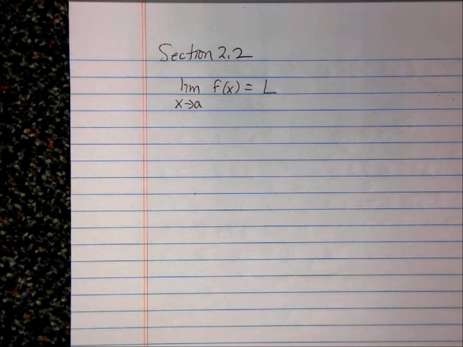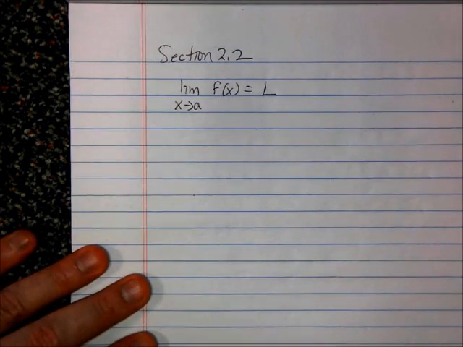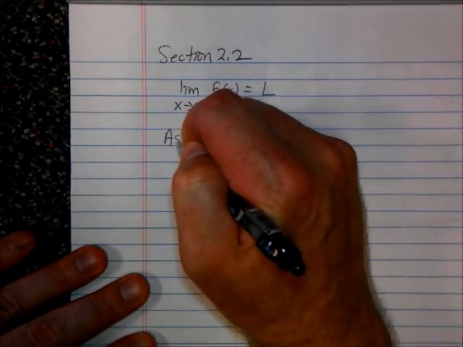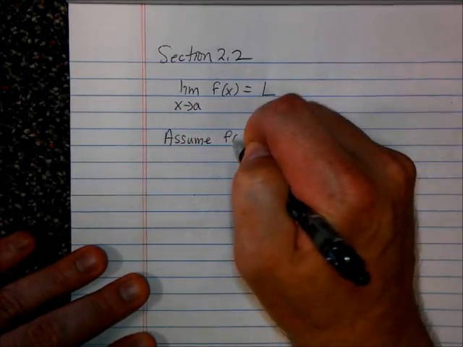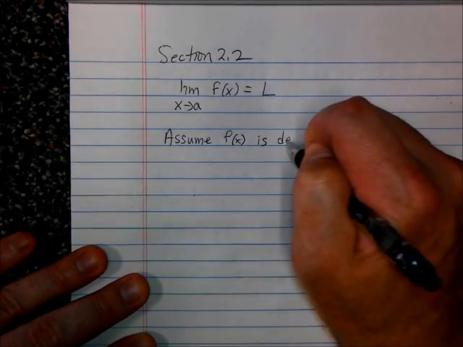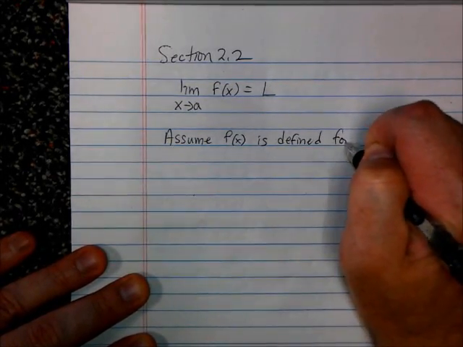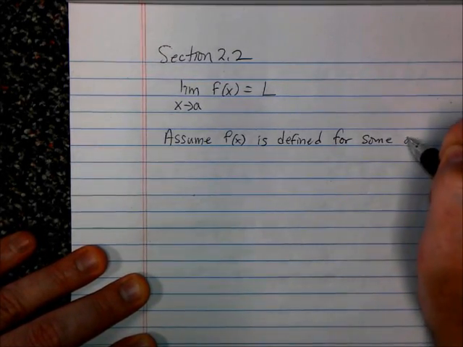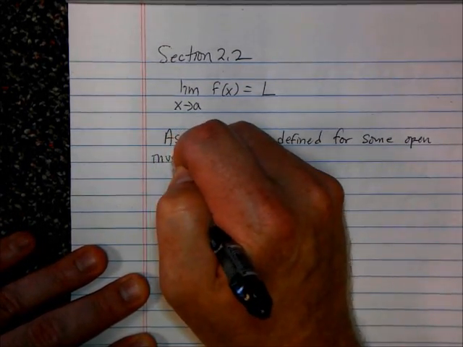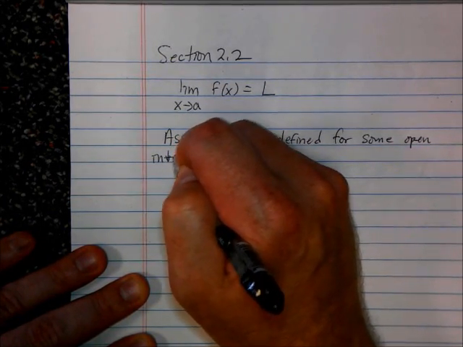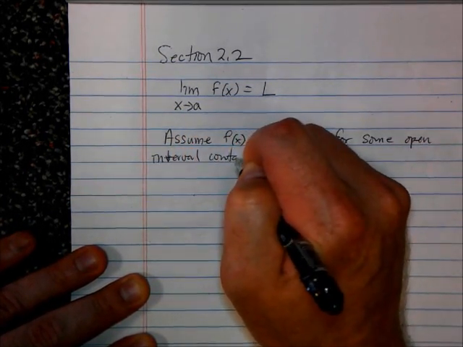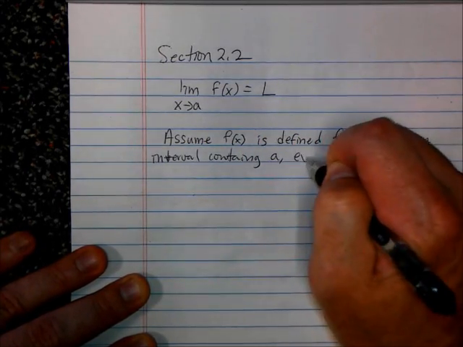Today what we're going to do is give the strict mathematical definition of close. And then we will actually prove that a limit is what we say it is. All right, so here's the strict definition of this symbol. Assume f of x is defined for some open interval containing a, except possibly at a.